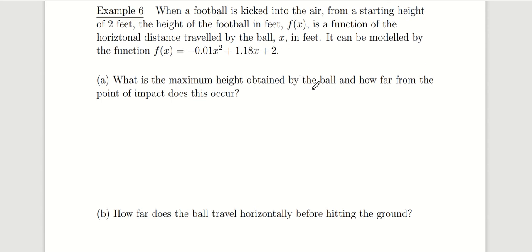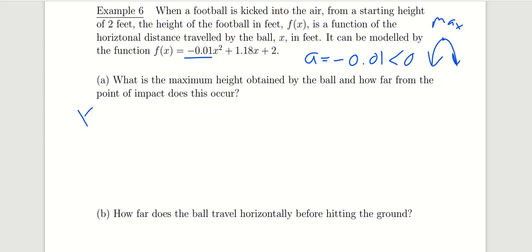The first question says, what is the maximum height obtained by the ball, and how far does the ball travel before it makes its impact with the ground? Excuse me, what's the max height and where does it occur relative to the point of impact? Well, if we're looking for max height, again, this is a quadratic function. That's going to occur at the vertex. Notice that it does have a max because a is negative 0.01, which is less than 0. So we know that this one opens down. So it is indeed the case that the vertex will provide a max.